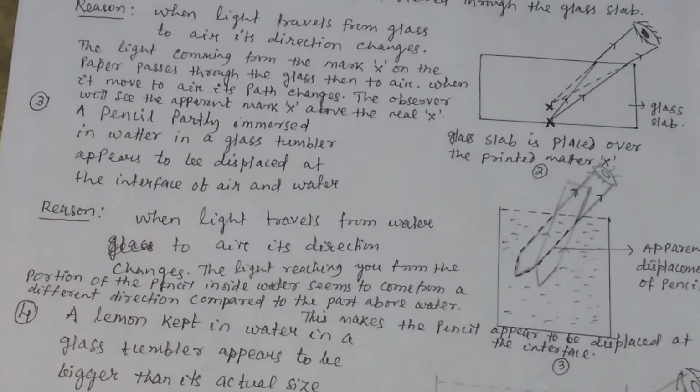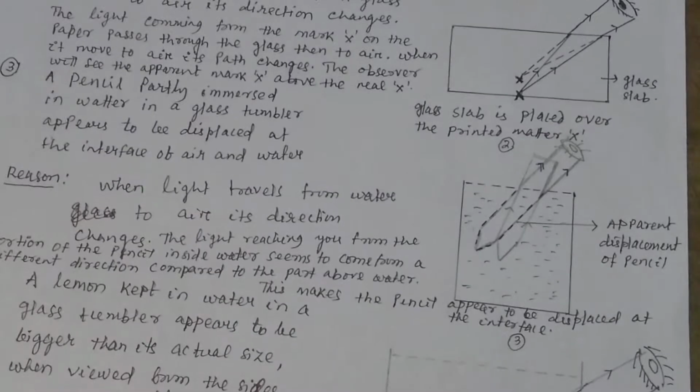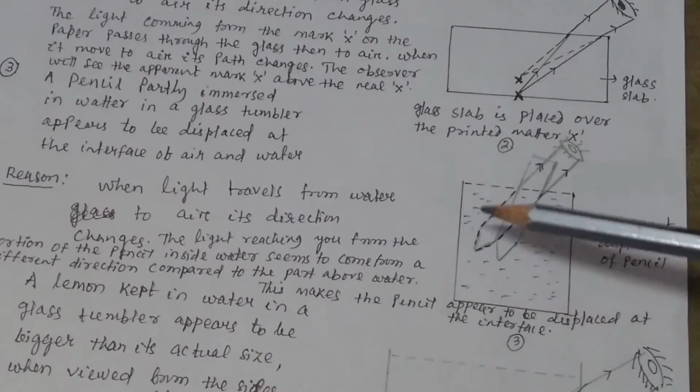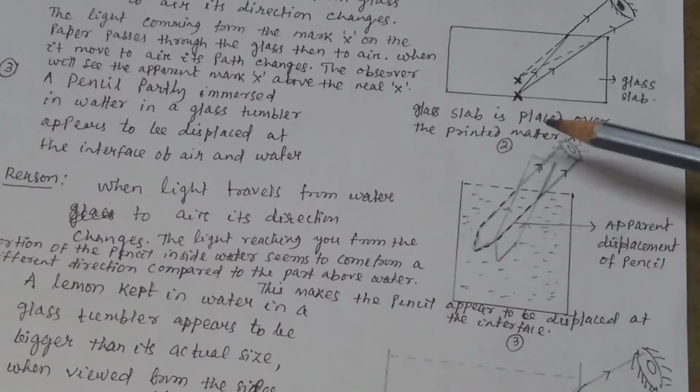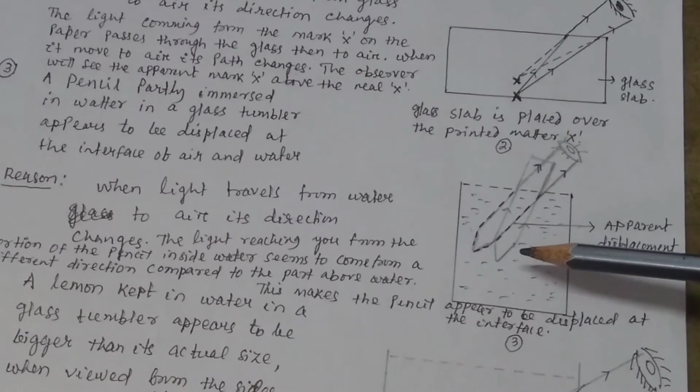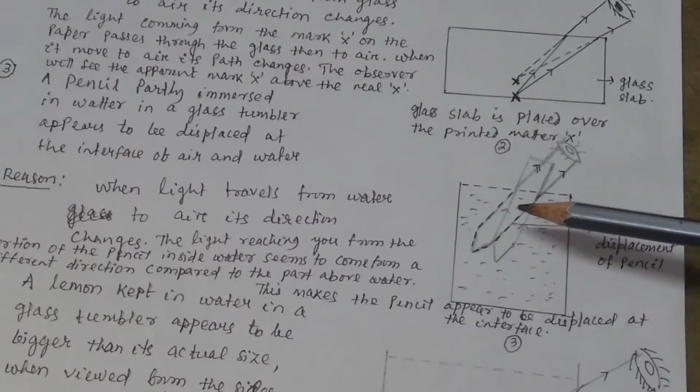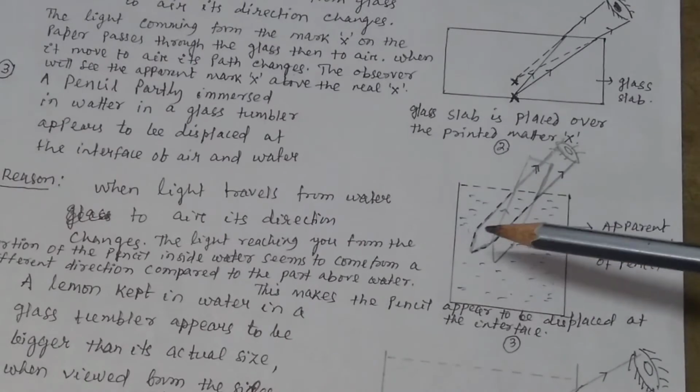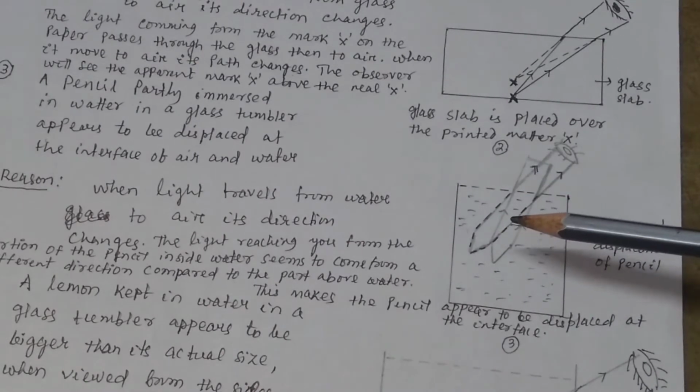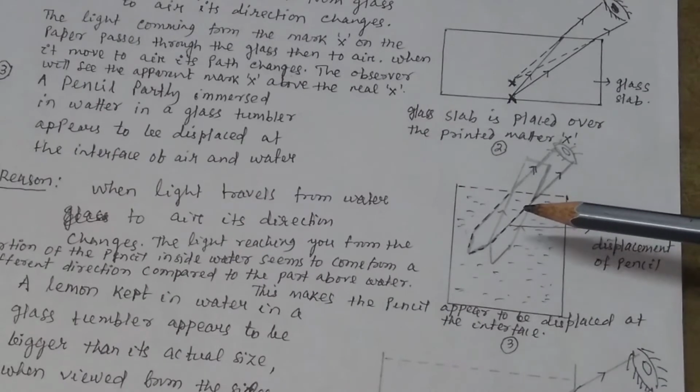Another observation: a pencil partly immersed in water. A pencil partly immersed in water in a glass tumbler appears to be displaced at the interface of air and water. You see, this is a glass tumbler filled with water, and if you dip a pencil inside the water, it will appear bent at the water-air interface. Why does this type of thing happen? It is again due to refraction.